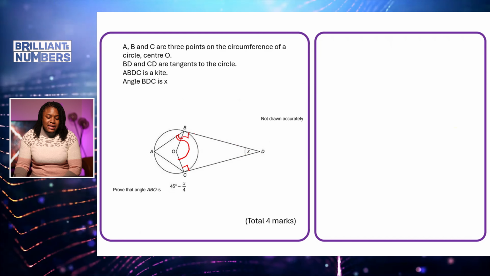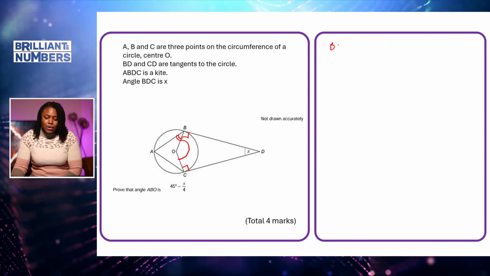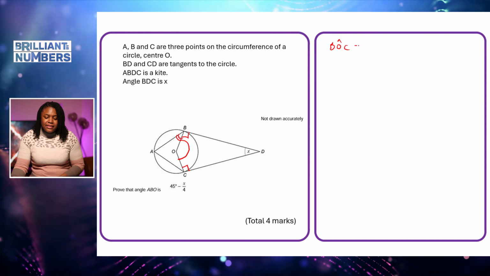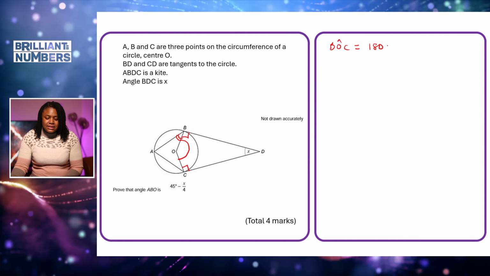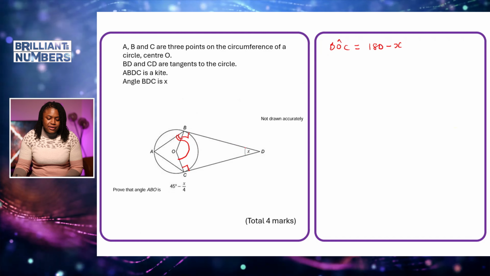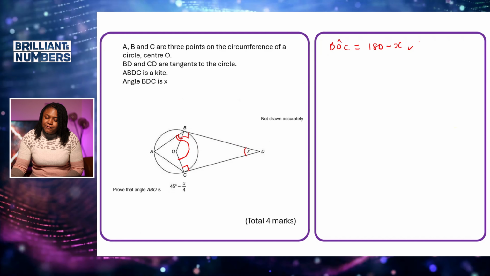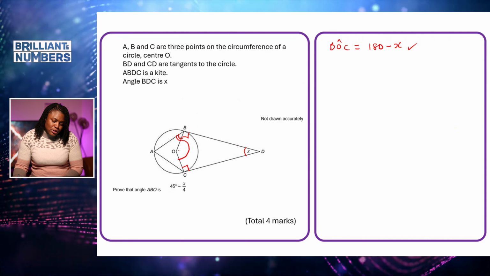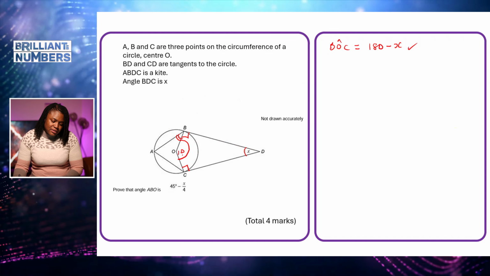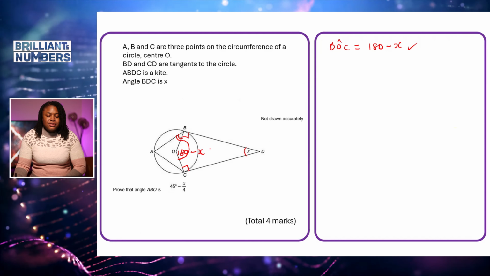So I'm going to call this angle BOC, and that's equal to 180 take away X, which is the angle here. So that's my first step. Now I'm going to put that on my diagram. So this is 180 take away X.